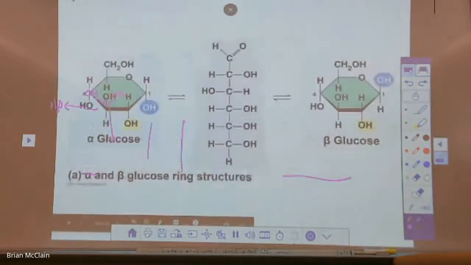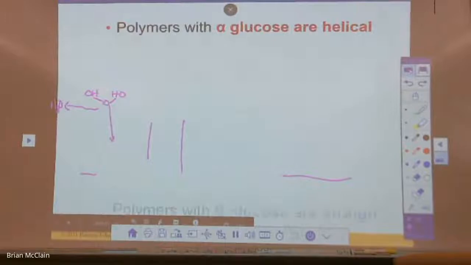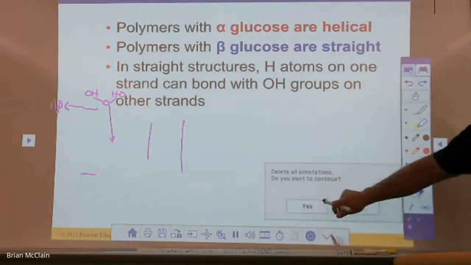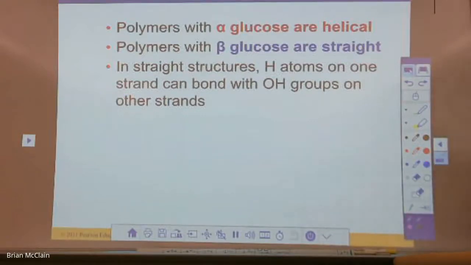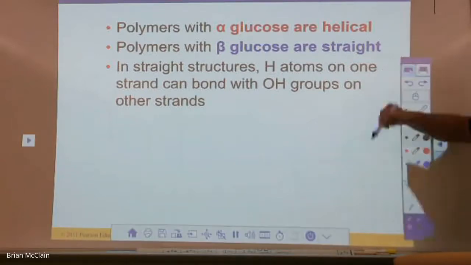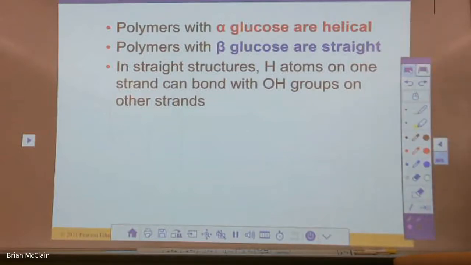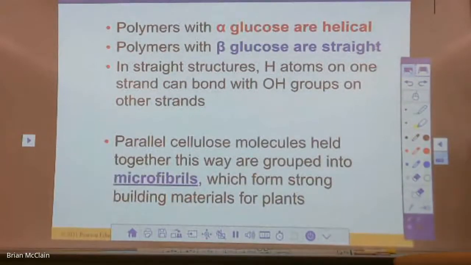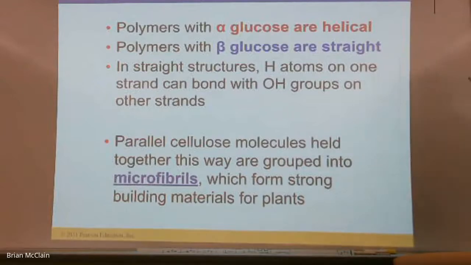Okay, so just as we go through there, what we find is that whenever you have the alpha linkages, that would be what we were seeing for starch, that's going to give you polymers that have a helical structure. The beta glucose gives you a straight structure. So we have the hydrogens one up, one down, one up, one down type of orientation. And like I said, the main thing to keep in mind is that they're just not compatible with the enzymes. Okay. And then the cellulose molecules actually get held together.